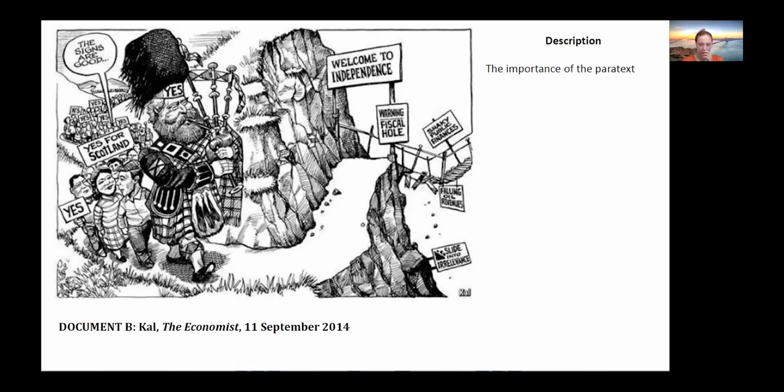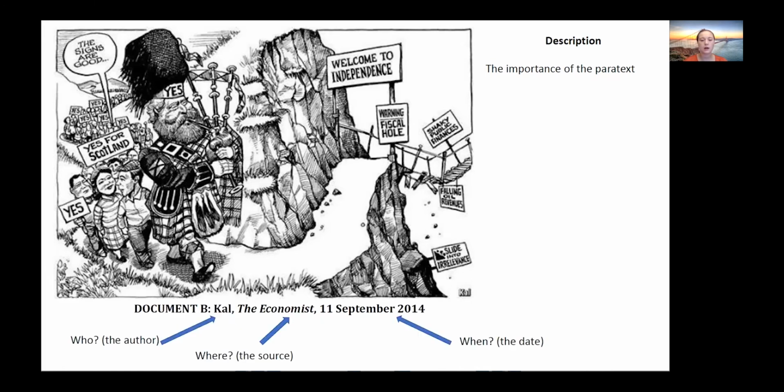So really the first thing you need to do when you have an iconographical document that you need to analyze is to pay careful attention to the paratext. The paratext means all the information that you find around the iconographical document. So this is the source, the author, the date, for example, here. So you see that already from the paratext, you can find various important information.